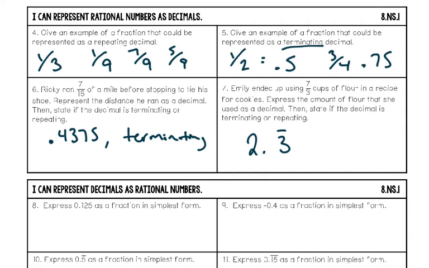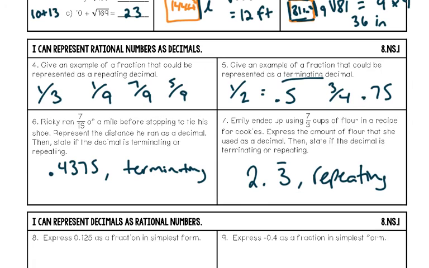If a decimal is repeating, I can go ahead and just put the line over top of it to show that it's repeating. This is a repeating decimal. So that whole section was about representing rational numbers as decimals. This is your first standard in 8th grade math. The next section is going to be the same thing, representing decimals as rational numbers.